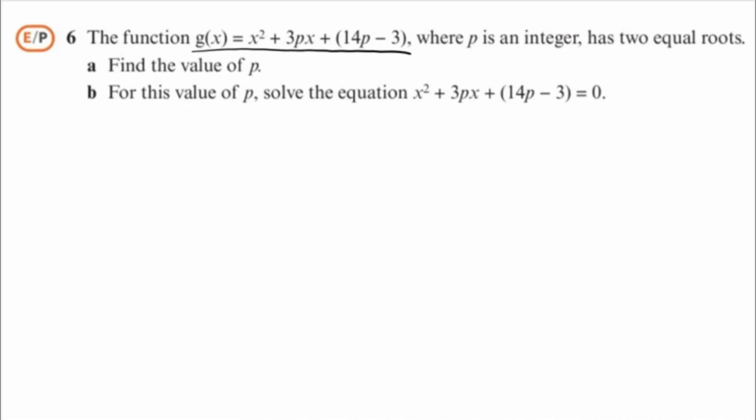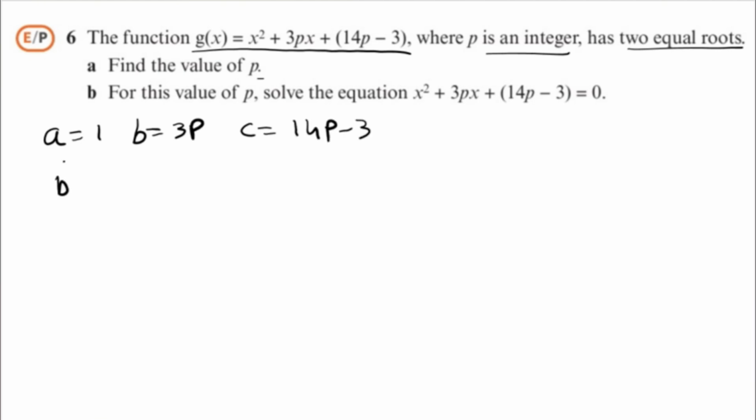Function g of x is equal to x squared plus 3px plus 14p minus 3, where p is an integer, has two equal roots. Find the value of p. So first, compare this equation and find the values: a is 1, b is equal to 3p, and c is equal to 14p minus 3. And we have two equal roots, meaning b squared minus 4ac is equal to 0.